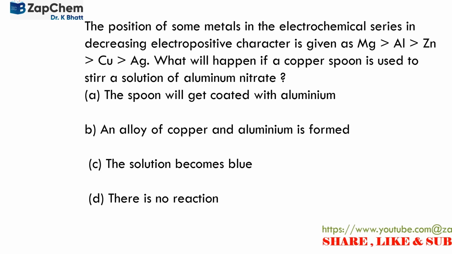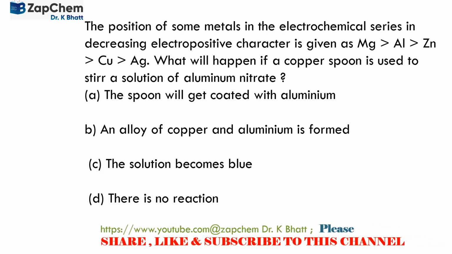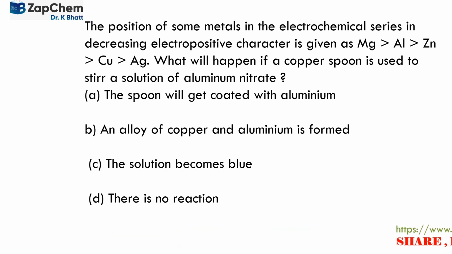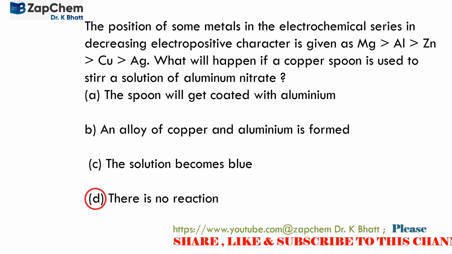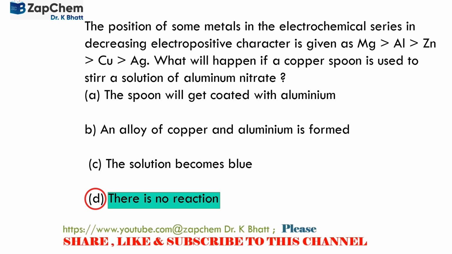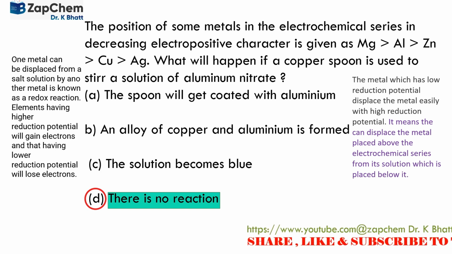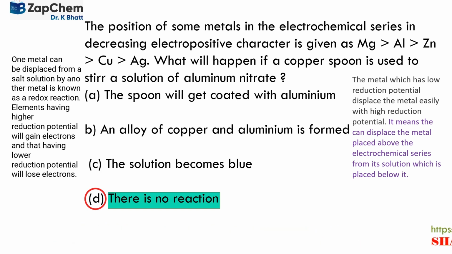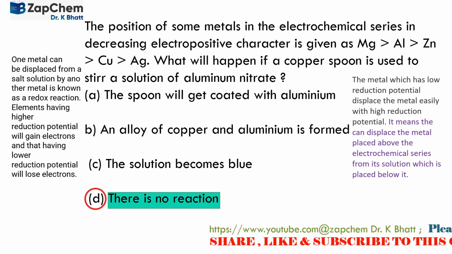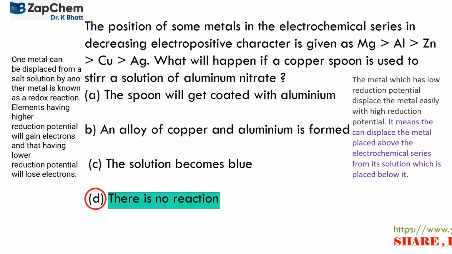Mg > Al > Zn > Cu > Ag. What will happen if a copper spoon is used to stir a solution of aluminum nitrate? The answer is there won't be any reaction, and here are the hints related to this question. I request our students to go through these hints, and since the electropositive character is given here, the answer D is most suitable out of all the other options.